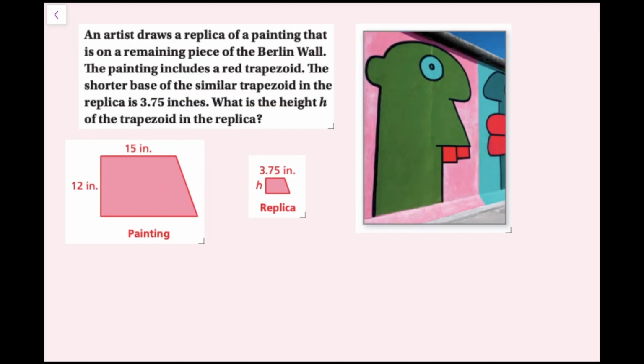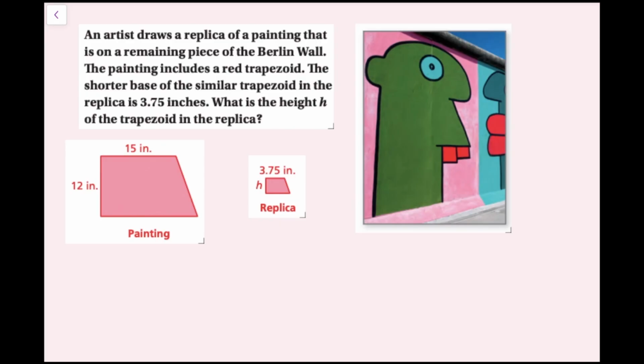In example 3, an artist draws a replica of a painting that is on a remaining piece of the Berlin Wall. The painting includes a red trapezoid. The shorter base of the similar trapezoid in the replica is 3.75 inches. What is the height of the trapezoid in the replica?